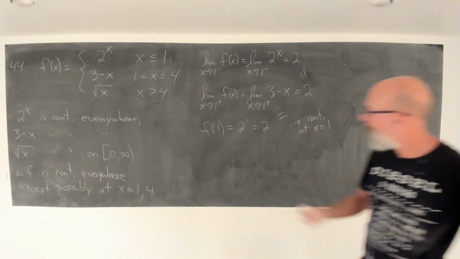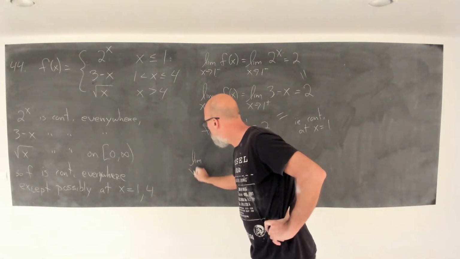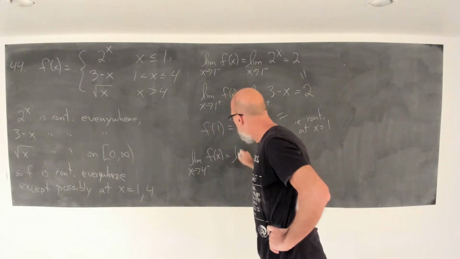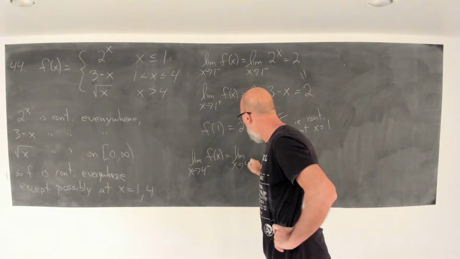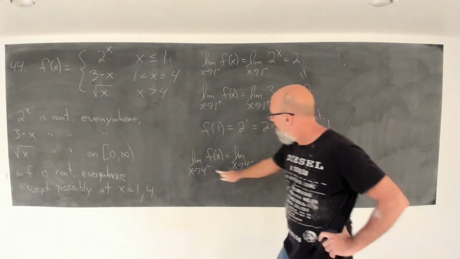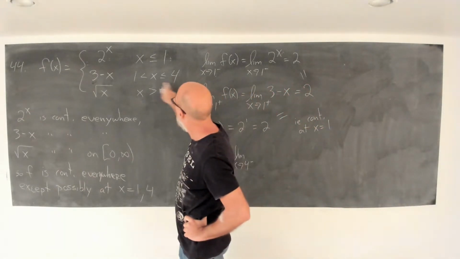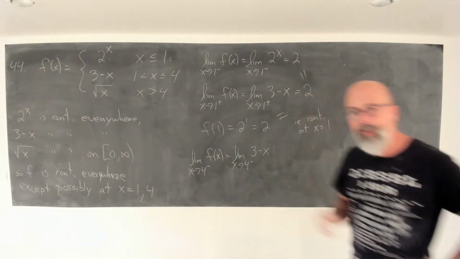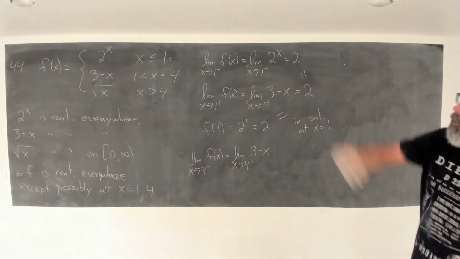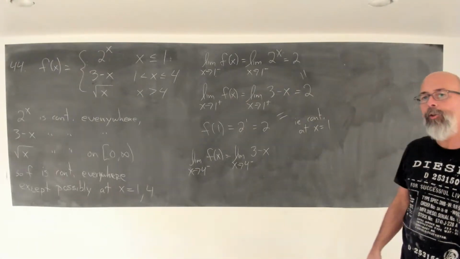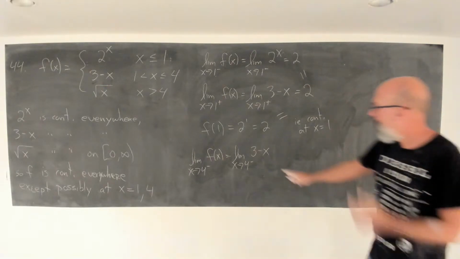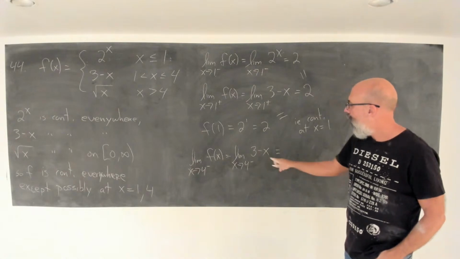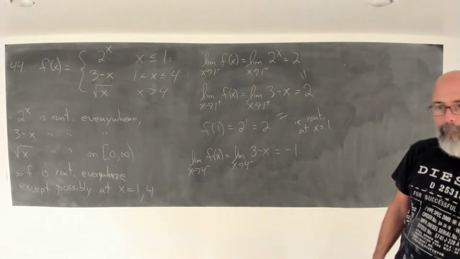At 4, what is your function for values less than 4? Again, you have to use the function 3 minus x, not the function 2 to the x. That's way too far from 4. This is the function for values close to 4, but less. And the limit here is -1.